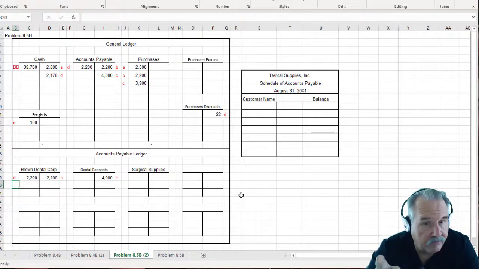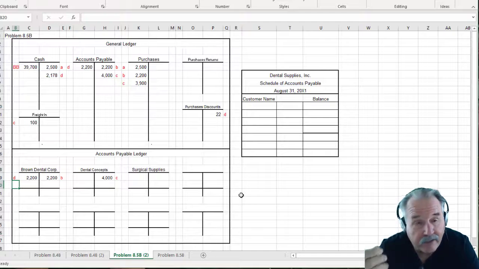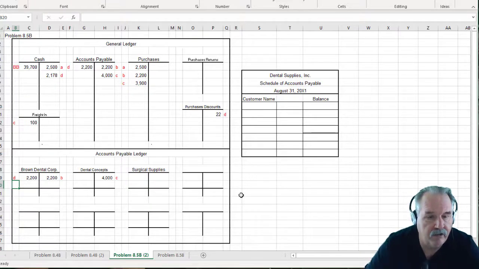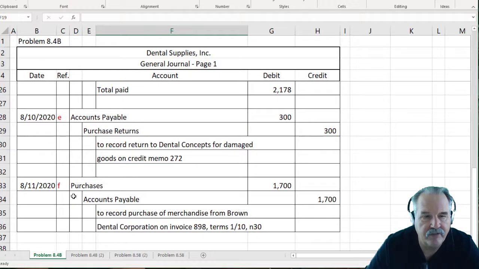Now, important thing to remember is we have to take the accounts payable out at what we put it in. We put it in at $2,200. Even though we took a discount and paid less, that invoice has to come out of accounts payable at $2,200, or the gross amount.